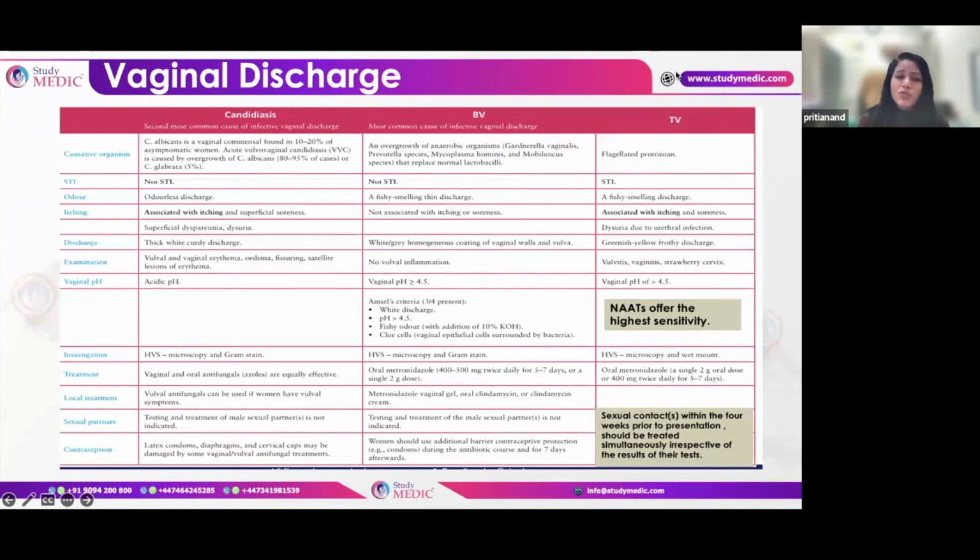For trichomonas, they often ask what test should be done to diagnose. It is wet mount preparation, where you see the flagellated protozoans. Whereas if they ask for the most sensitive test, then it is a NAT test. Trichomonas is one of the causes of vaginal discharge where the sexual partner needs to be treated, even if you are not testing, or if tested but the results are awaited. That is a very important topic.